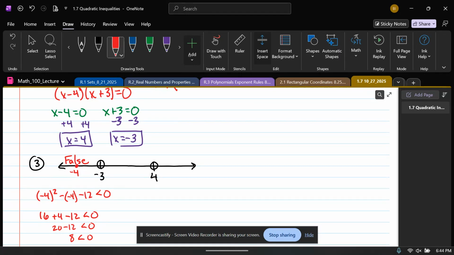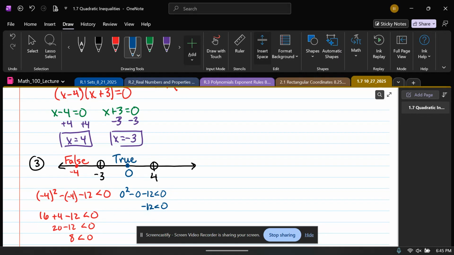Okay. Then I'm going to go to the next test zone between -3 and +4. What would be an easy number to plug in that's between -3 and +4? 1 would be easy. What would be even easier? 0. So I'm going to pick 0. And I'm checking it in my inequality. 0 squared minus 0 minus 12. That's going to be -12 is less than 0. Is -12 less than 0? Yes. So this area is true.